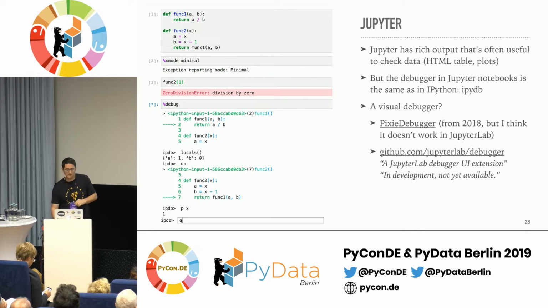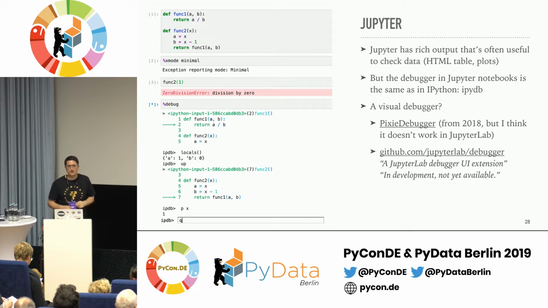With Jupyter, it's very similar. Like everything you can do from IPython, you can do from Jupyter. It also has this rich output that's often useful to check data. So you have HTML tables and plots and so on. But concerning the debugger, it's the same. So when you enter the debugger, you're just dropped into an IPDB session in the output cell.